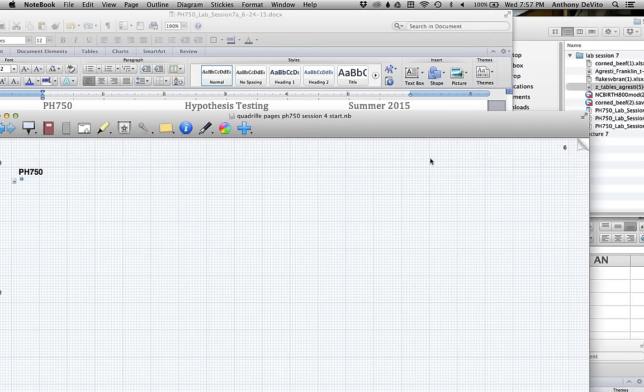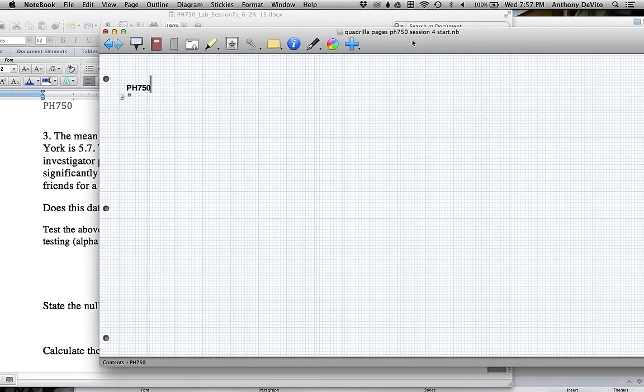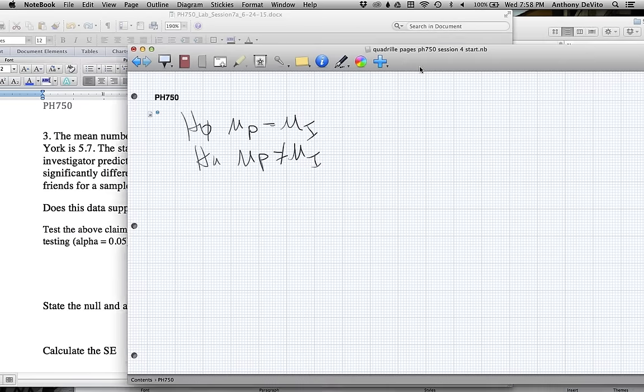First of my five steps is to set up my null hypothesis. My null hypothesis is that the mean number of close friends for the population is equal to the mean number of close friends for introverts. My alternative hypothesis is that the mean number of close friends for the population does not equal the mean number for introverts. I'm going to come back to this later and talk about what we might do to make this a one-sided test.